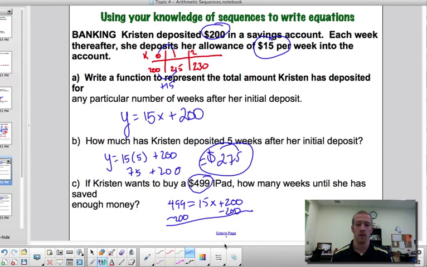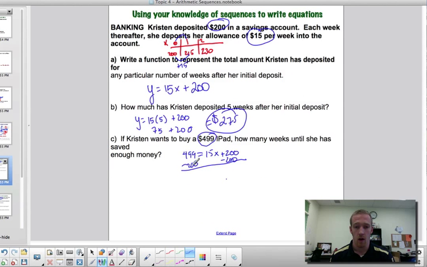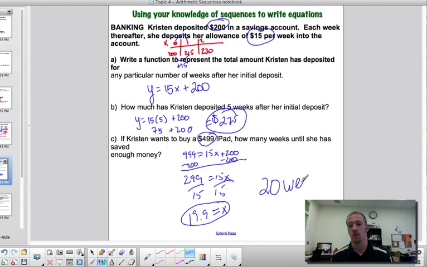So we've got $299 equals 15x, divide by 15, divide by 15. So we get 19.9 equals x. So that means at 19 weeks she won't quite have it. By the 20th week she'll have enough money. Actually a little bit more. Alright, so that would be the answer there.